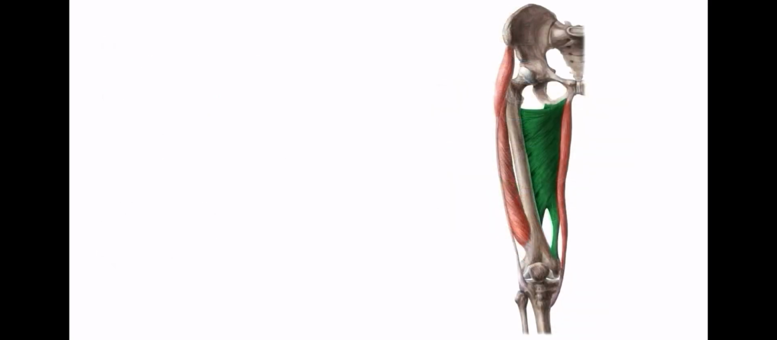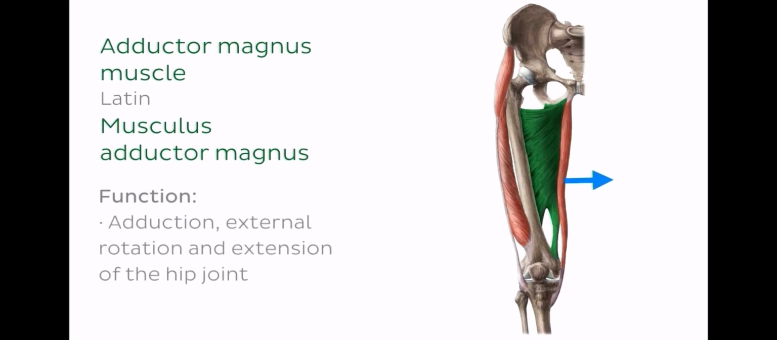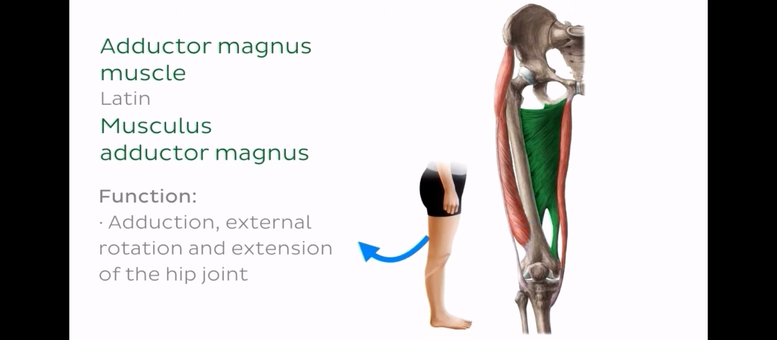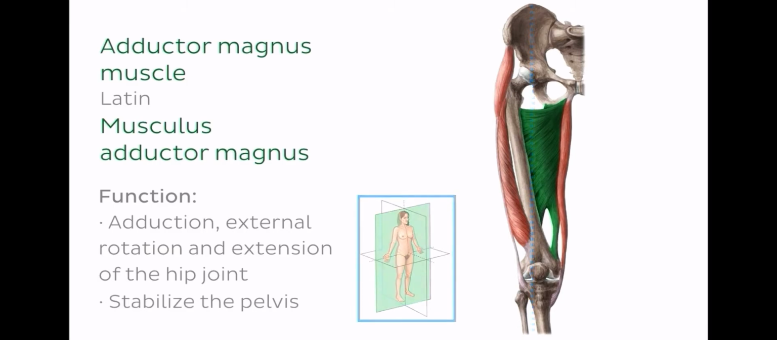Let's move on now to the adductor magnus muscle. And as you can tell from the name, magnus, it's a very large muscle and is in fact one of the largest muscles in the human body. The adductor magnus muscle facilitates adduction, external rotation, and the extension of the hip joint. And it also helps to stabilize the pelvis in the coronal plane.